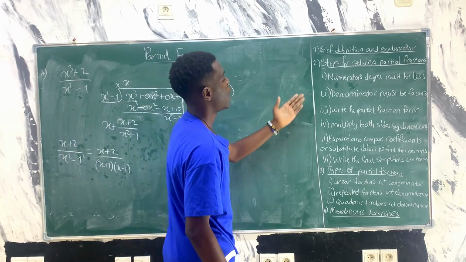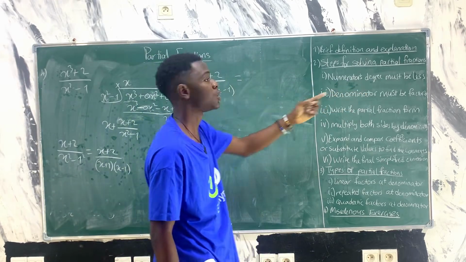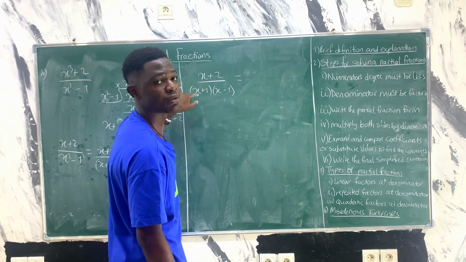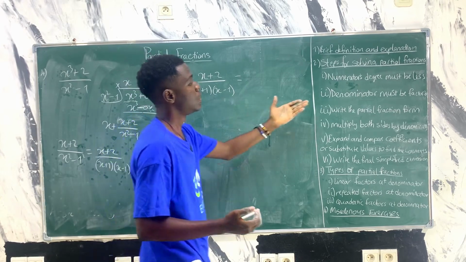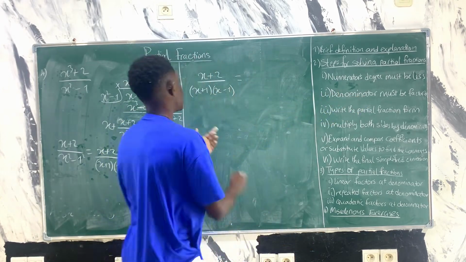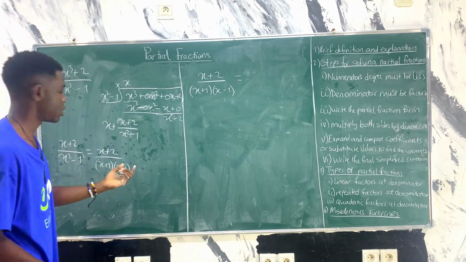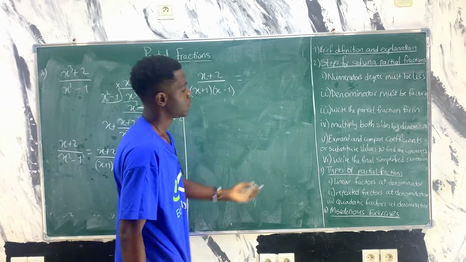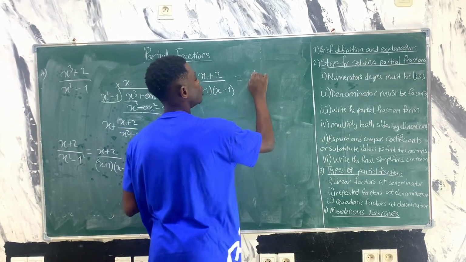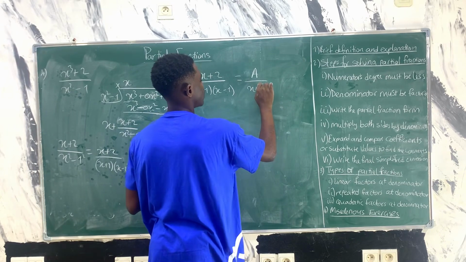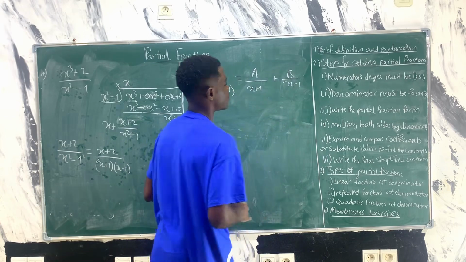I put it in my partial fraction. I ask myself the questions first. The numerator's degree must be less than the denominator. Is it less? The degree here is 1, the degree down here is 2. You have x and x, it's 2, it is less. So I can proceed in solving. The denominator must be factorized. You can see here that it is factorized. The fraction form, we all know, is a on x plus 1 plus b on x minus 1.